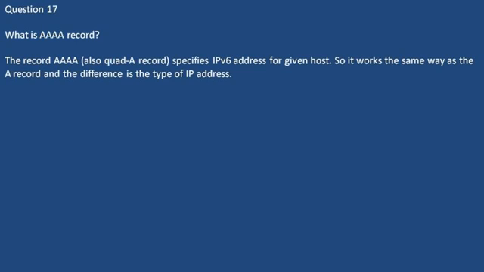Question number 17. What is AAAA, quad A record? The record AAAA, also quad A record, specifies IP version 6 address for given host, so it works the same way as the A record, and the difference is the type of IP address.